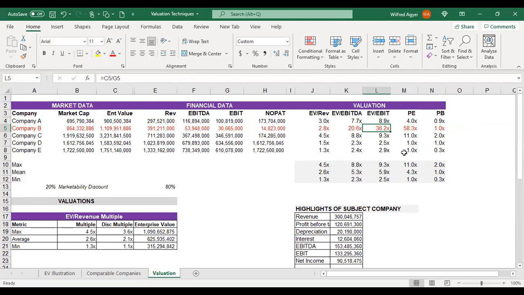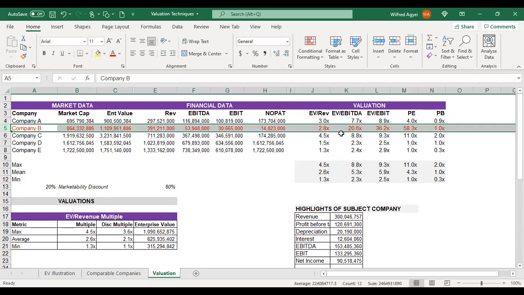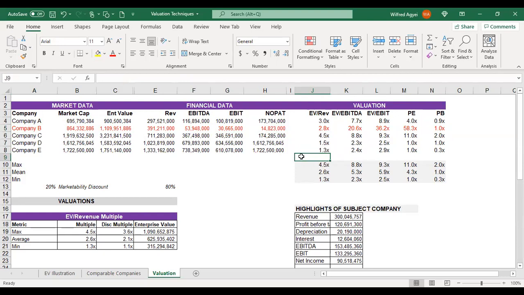Now, you would realize that I have shaded company B red. What do you think informed my decision to do this? Can anyone help? Company B, it is shaded red. I want someone to critically look at it and then come out with any reason why you think it's been shaded red. Company B, look at all the ratios, and then tell us why you think that company B has been shaded red.